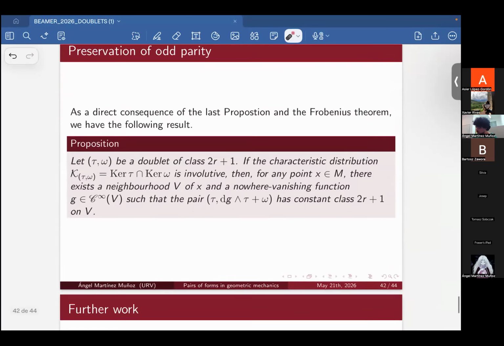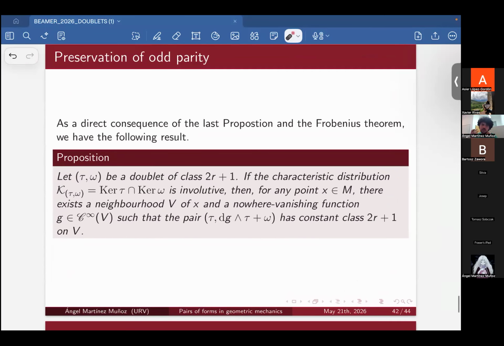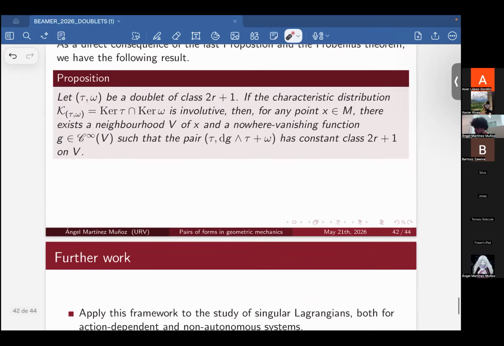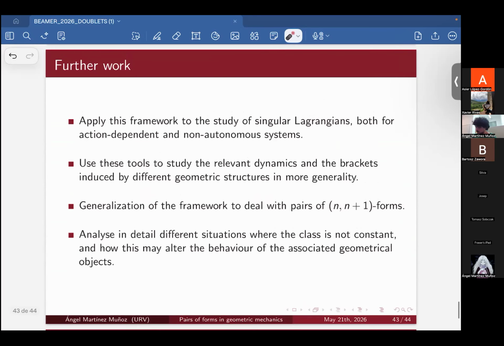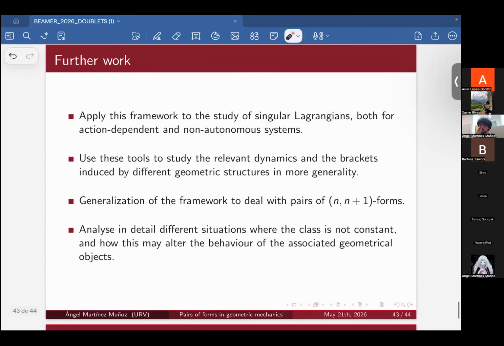And you have a similar result to this last one to ensure conditions for these functions to exist. For functions, so we're taking again this thing here, for one forms formed by functions to give you this preservation of parity in this case. And in this case, by the Frobenius theorem, it's enough to have the characteristic distribution to be integrable, right? So yeah, I'll just finish here, with some further work that we've been working on.